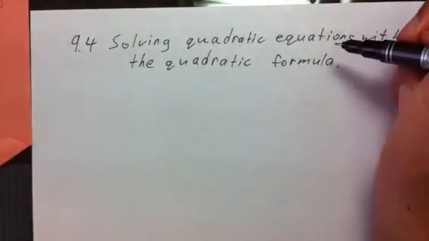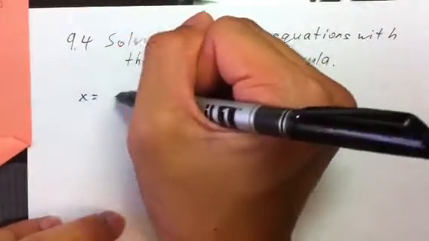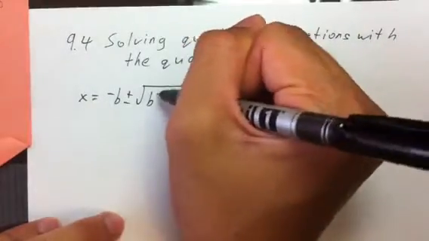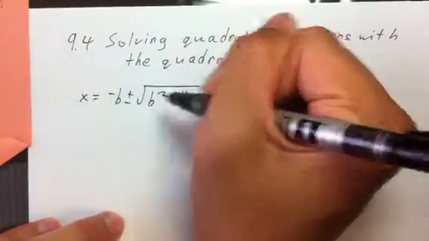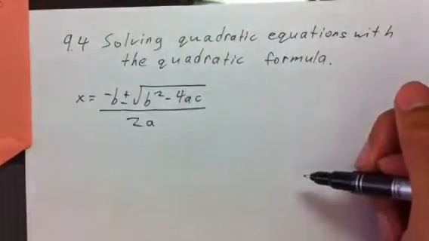This is about using the quadratic formula, which is x equals negative b plus or minus the square root of b squared minus 4ac, all divided by 2a, to solve quadratic equations.